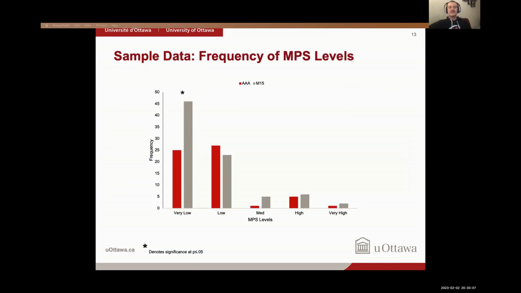And right here, I just have some sample data collected from my own thesis. It's talking about frequencies of the MPS levels. So in Bantam hockey, we compared a body checking to a modified body checking league. We can see that most of the events take place at very low magnitudes. Some take place at low, and very infrequently will we see medium, high, or very high magnitude events.